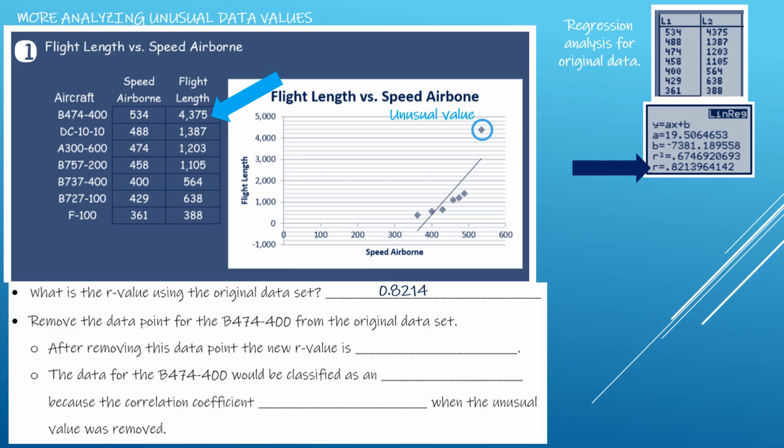So the R value for original data is 0.8214. I must have had them go to 4 places. It's not in the directions. Sorry, I should probably add that.